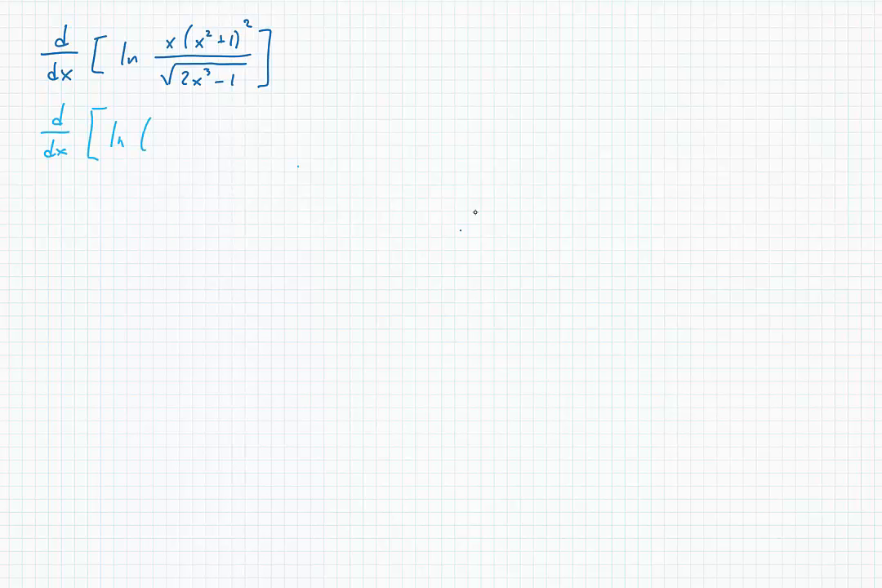So we can write it as the natural log of the numerator, which is x times (x squared plus 1) squared, minus the natural log of the denominator. And I'm going to rewrite the denominator at this point as (2x to the third minus 1) to the 1/2. So there's our first rule. Now we don't have that quotient involved anymore.